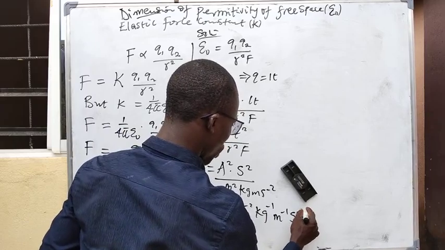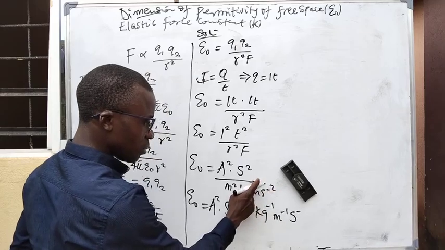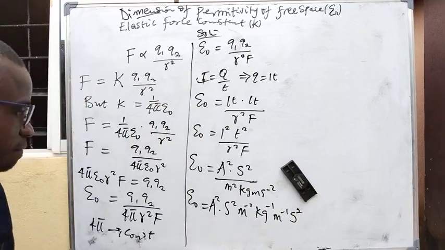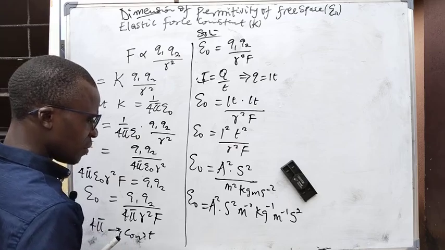But this way, if this minus crosses this, it becomes plus. So we are going to have positive 2. Okay, that's good. Now, can we arrange them now?